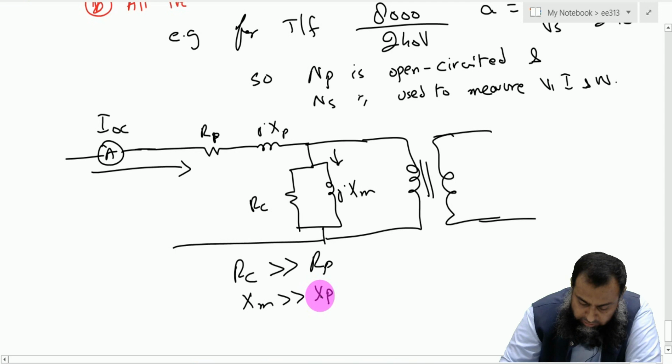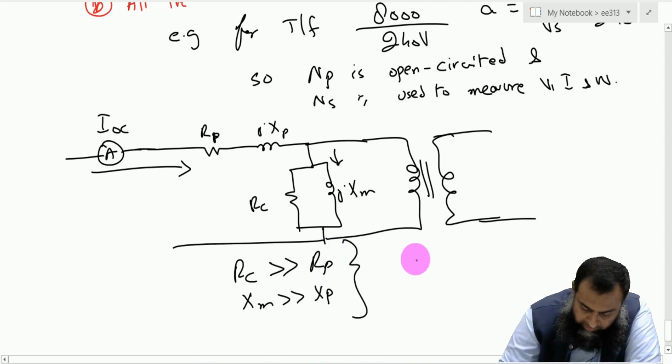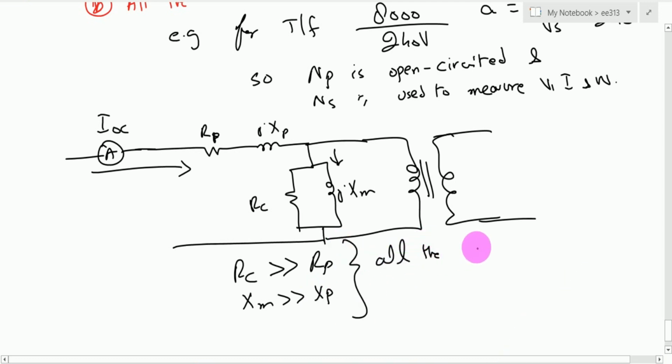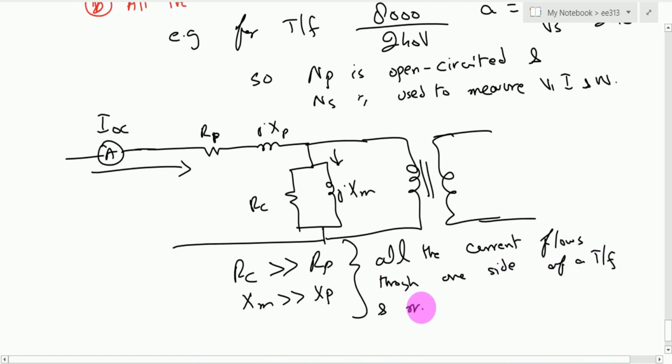Now based on this particular assumption, we say that all the current flows through one side of a transformer, and most of the voltage drop occurs along the excitation branch, right?